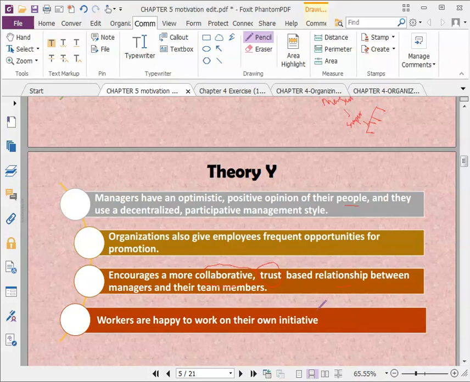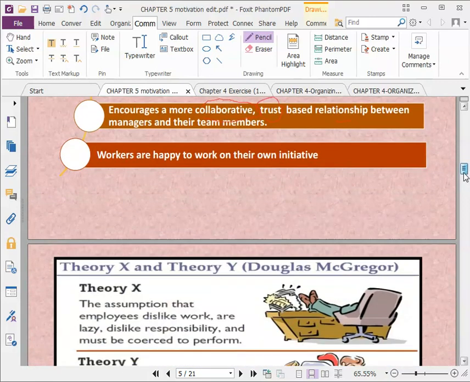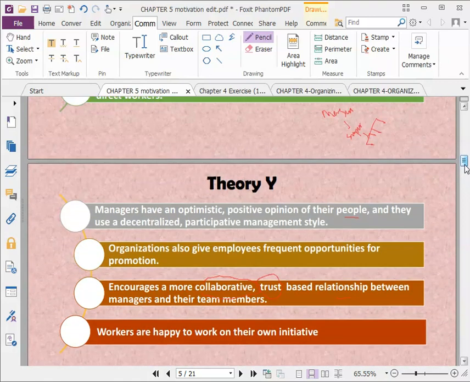Okay, so can you differentiate between theory Y and X? Can someone please give me a response about your understanding of the difference between theory X and Y? Siapa nak terangkan sedikit sebanyak apa beza antara theory X and theory Y? What do you understand? Theory X and Y.